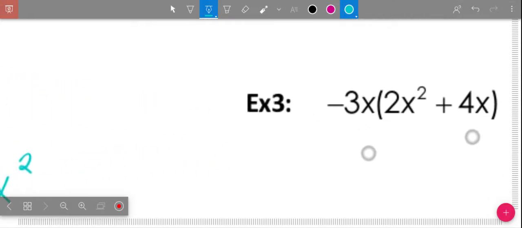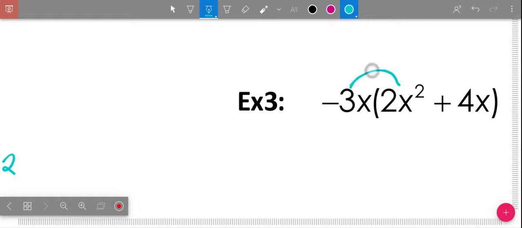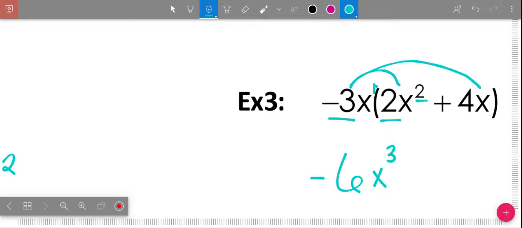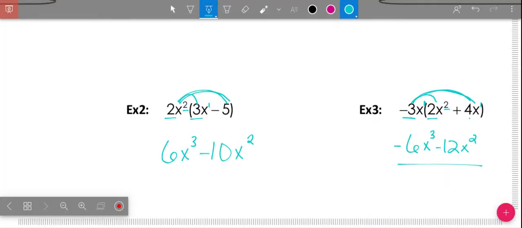Okay, looking at this, we're going to distribute that negative 3x to everything inside of the parentheses. Coefficients we treat like normal. Negative 3 times 2 gives me negative 6. And then we add our exponents. So 1 plus 2 gives me x cubed. Then we distribute that negative 3x to the 4x. Negative 3 times 4 gives me minus 12. And then x to the first times x to the first, 1 plus 1 gives me x squared. All right, so hopefully that's what you got for your answer on that one.